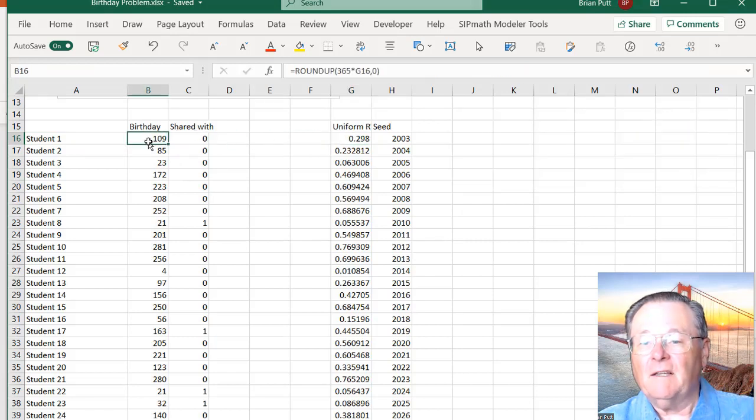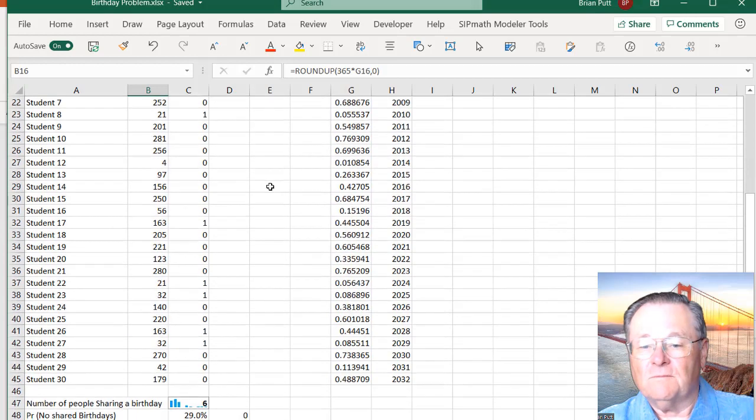And then I simply calculated what day of the year that birthday would occur for student 1. So I simply took the random variable D16 times 365 and rounded up. That means that the values could be from 1 to 365. And I did that for 30 students.